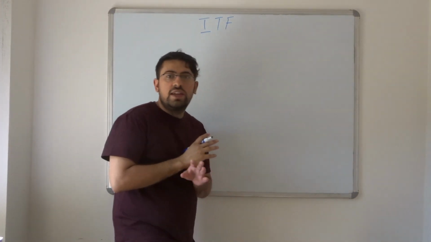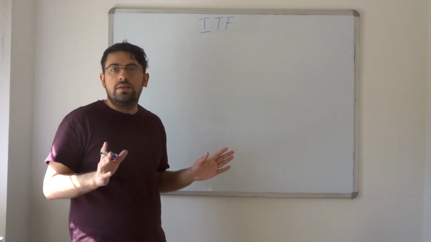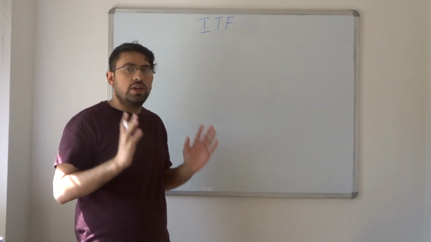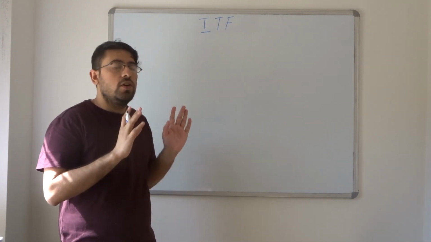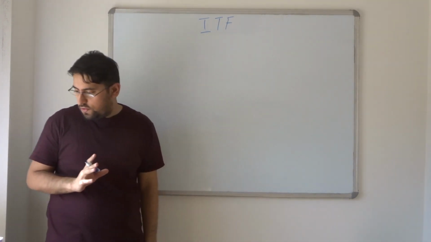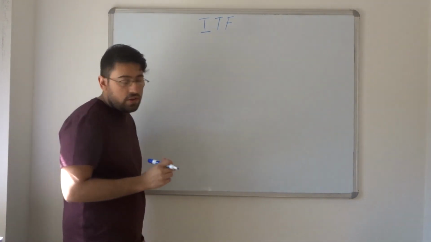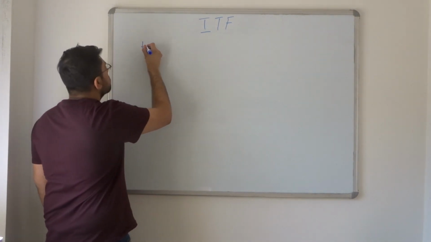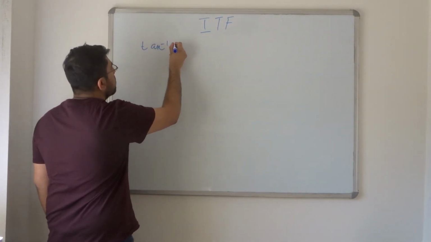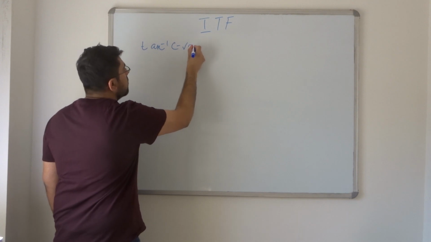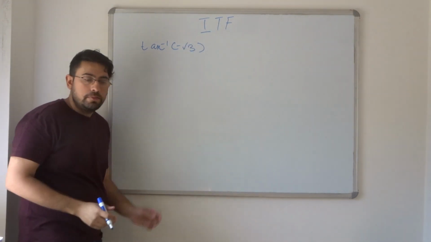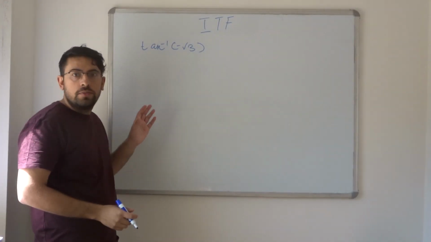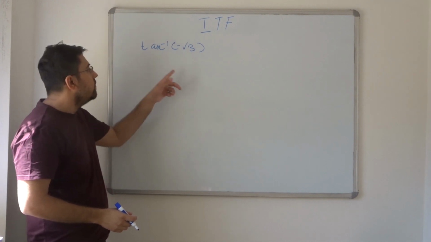Now that the taxiing is done, we're ready to take off. So let's take off. The first question is this: tan inverse of negative root 3. What is the value of this?